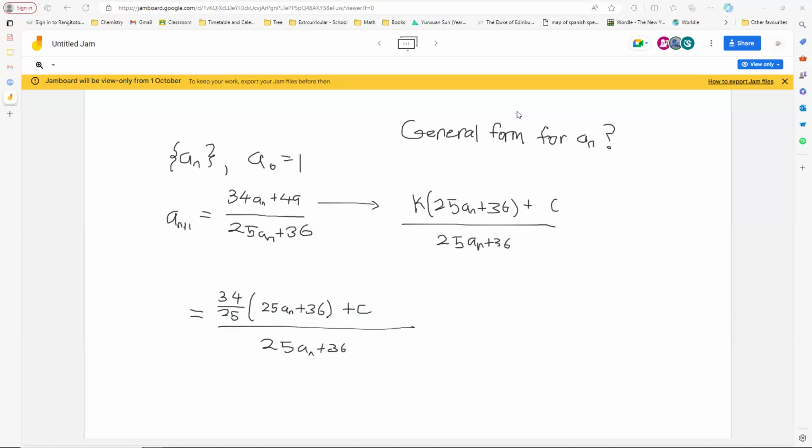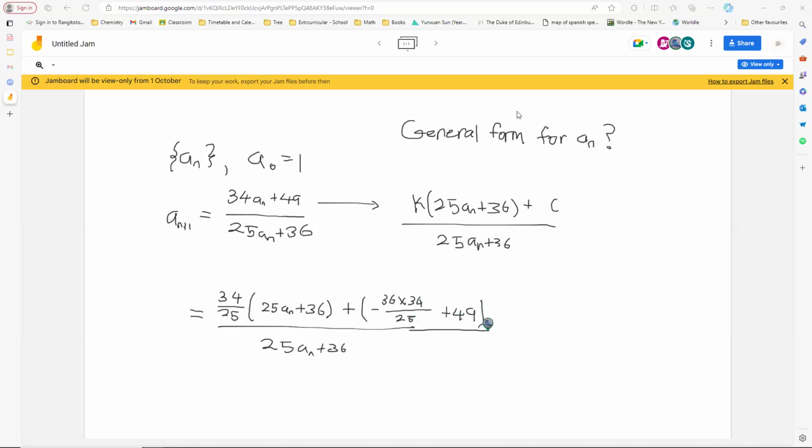But let's get rid of the c for now. Let's turn the c into, well, we don't want this, right? So let's just quickly minus this 36 times 34 term out and then add back in our 49.